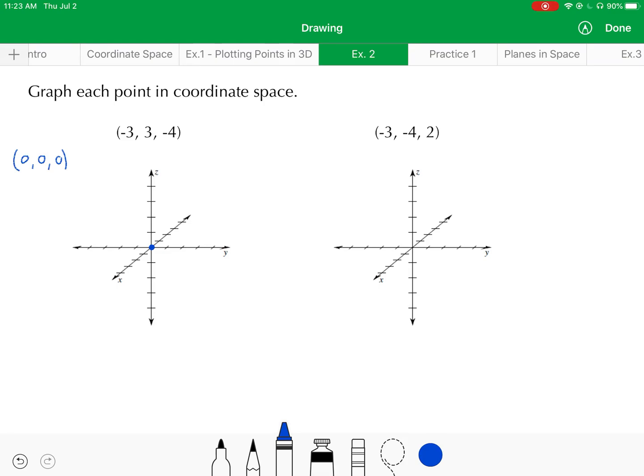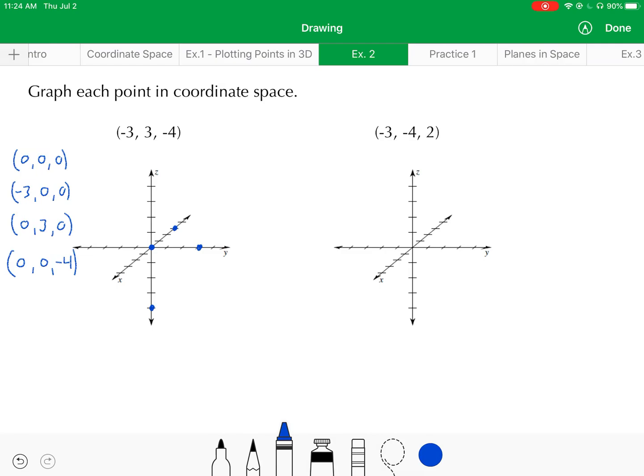Okay, and then you can see the point that I'm trying to plot here. It's -3, 3, -4. Next, you're going to come up with x, y, and z intercepts associated with that point. So the x-intercept would be -3, 0, 0, which would be back here. The y-intercept would be 0, 3, 0, which would be right here. And then the z-intercept would be 0, 0, -4, which is down here.